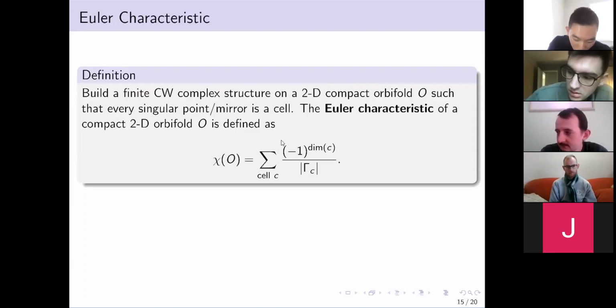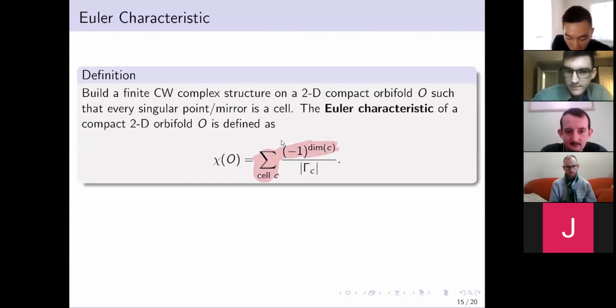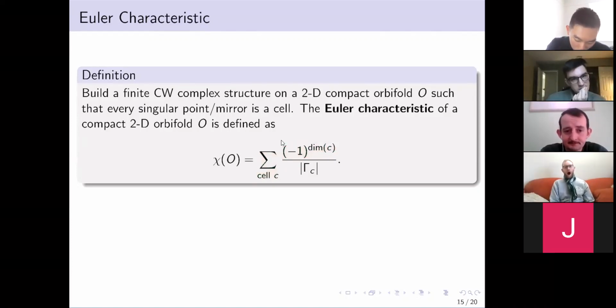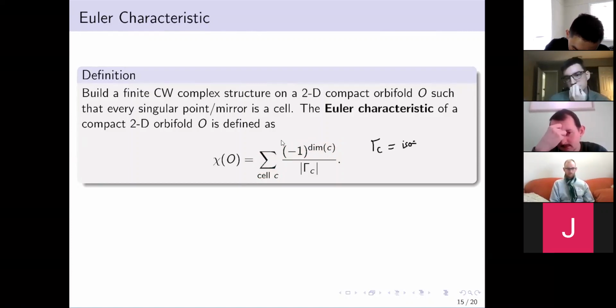Notice that without the denominator, if I just look at this guy and that guy, this is just the usual Euler characteristic, the usual one for an arbitrary CW complex. Now, what is this denominator? So this gamma C is the isotropy group of the cell C.